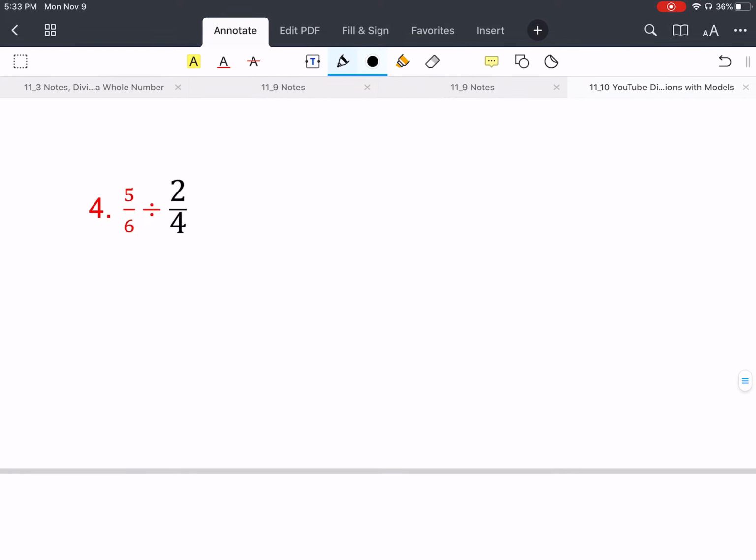All right, number 4, we're getting even more challenging. This time, we see that we do not have a common denominator. We have a 6 here and a 4 here, and that's not going to work when we draw models. When you use an algorithm, it's not a big issue, but when we use models, we want a common denominator. So we need to find a common multiple of 6 and 4, which means a number that 6 and 4 both go into evenly. And in this case, we're going to use 12.